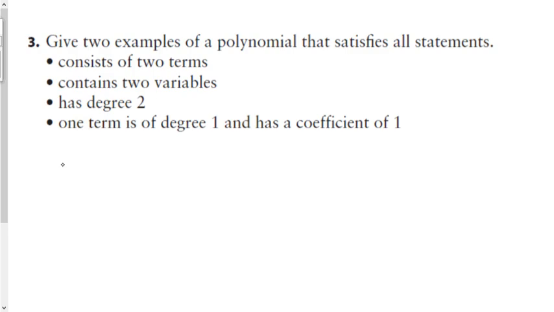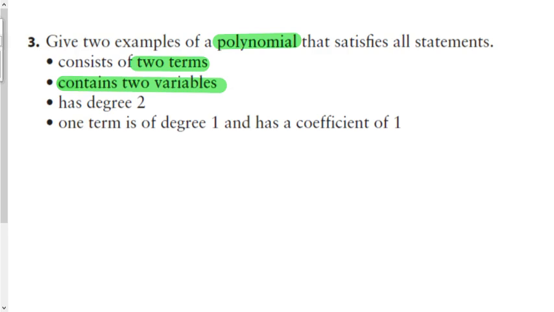Okay. Question 3 says, give two examples of a polynomial that satisfies all statements. So it has to be two different polynomials. A polynomial is more than one term. A monomial is one term. So it has to have two terms, which means we're going to make binomials. Okay, I can visualize that. It has to contain two different variables. Actually, it doesn't say it can't be the same variable, does it? So it can be the same variable, or it can be different variables.